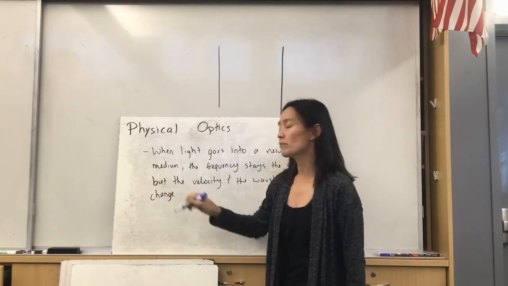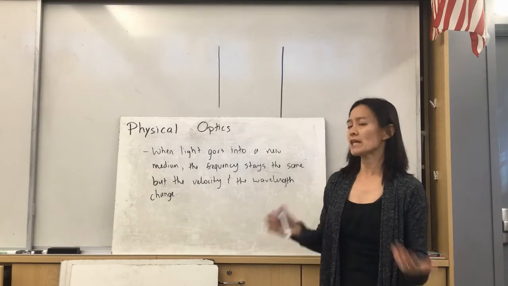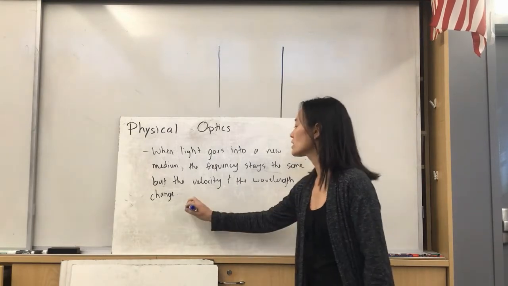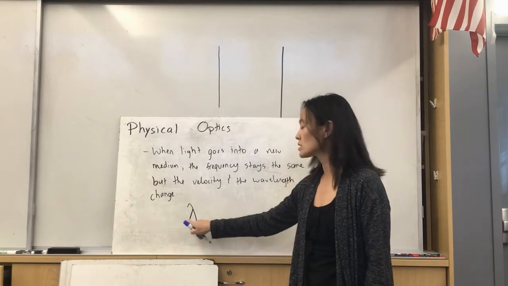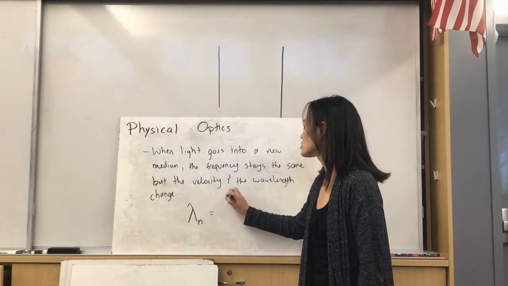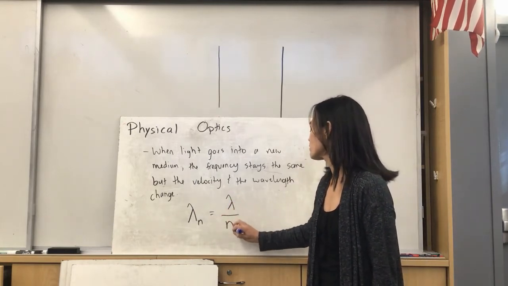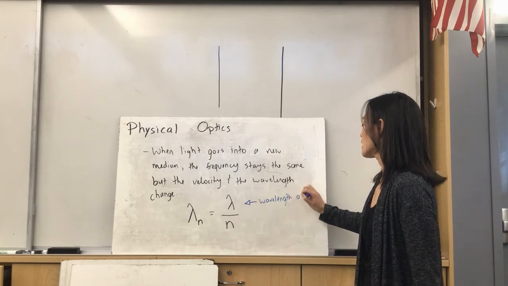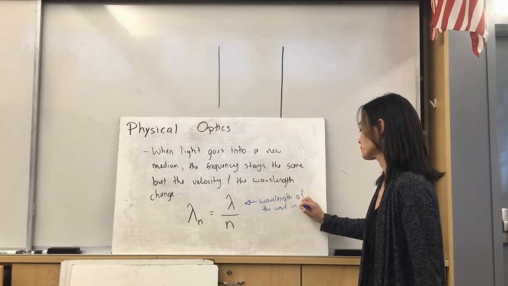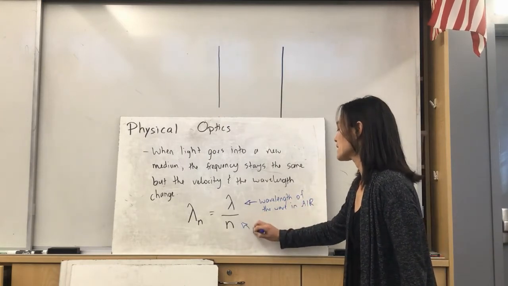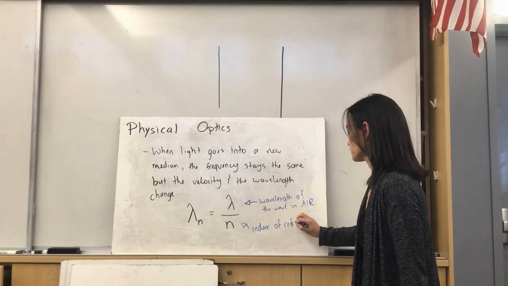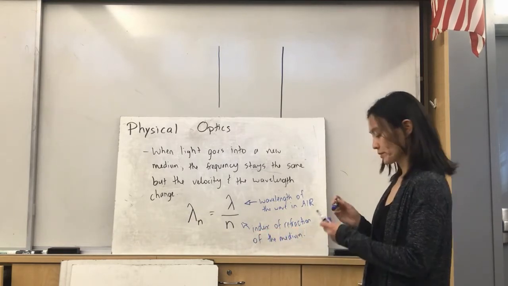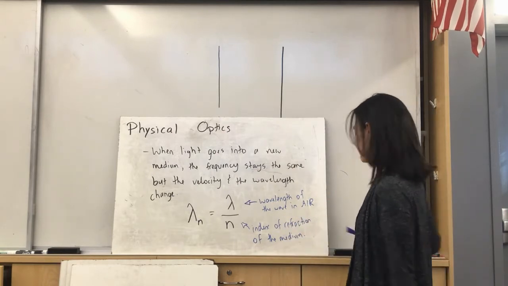And so there is a mathematical formula that shows exactly how that wavelength changes. I'm not going to go through the derivation of that. If you want to see the derivation, come find me. The derivation is also in your textbook. But essentially, the wavelength in a given medium, lambda sub n, is equal to the wavelength in air divided by the index of refraction of the medium. So this is the wavelength of the wave in air, and this is the index of refraction of the medium. This is how you could figure out what the wavelength in a particular medium is going to be.